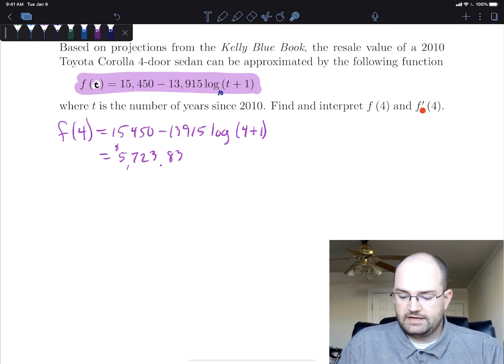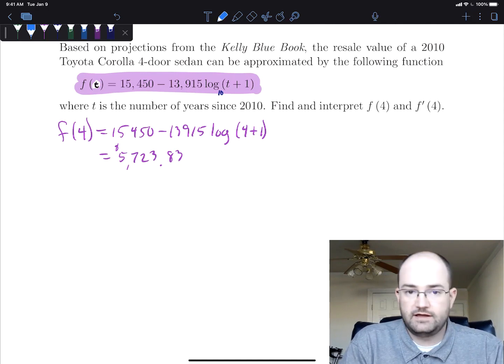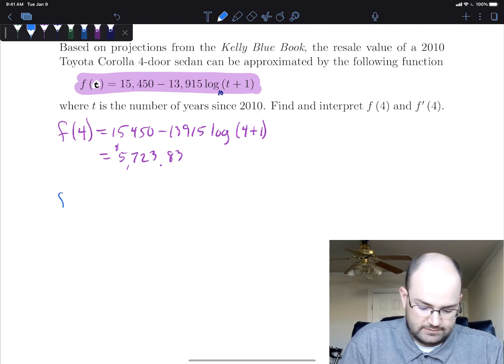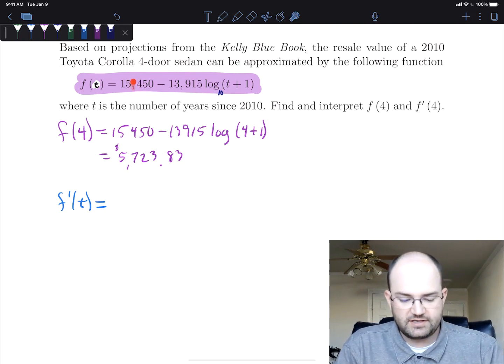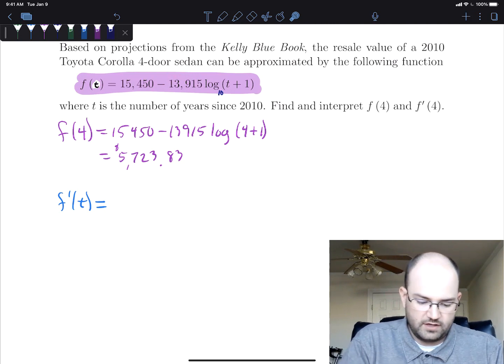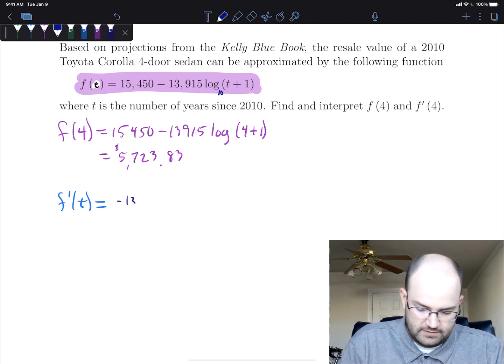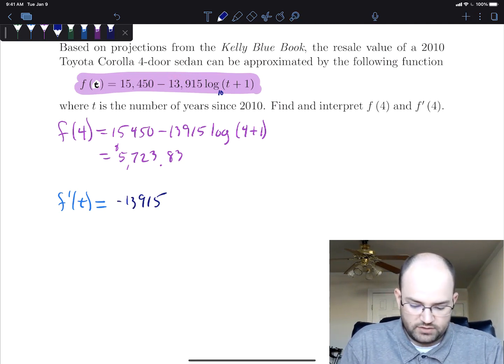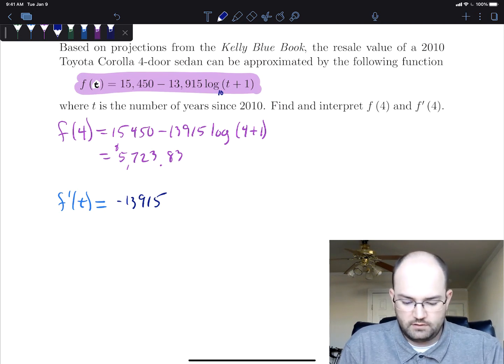Now, we want to find f prime of 4 as well. To find f prime of 4, first of all, we need to find f prime of t. Well, looking at this, 15,450 is a constant. It goes away. It's 0. And then I can just rewrite this constant, this negative 13,915, and then multiply by the derivative of the log.